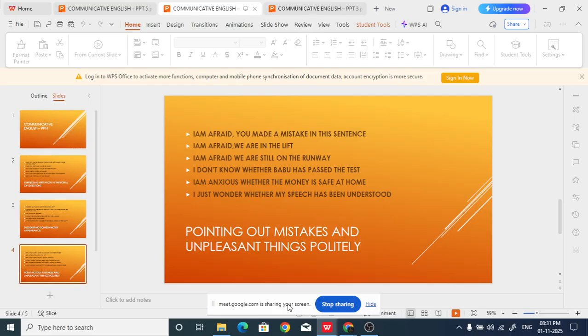I don't know whether Bob has passed the test. I am anxious whether the money is safe at home. I just wonder whether my speech has been understood. So different ways of reading. But I am afraid, starting with I am afraid, that will be a very useful way of making a good sentence. If you want to pinpoint a mistake of your senior, and then that too politely. If you do like this, it is very polite. He will not mistake you.